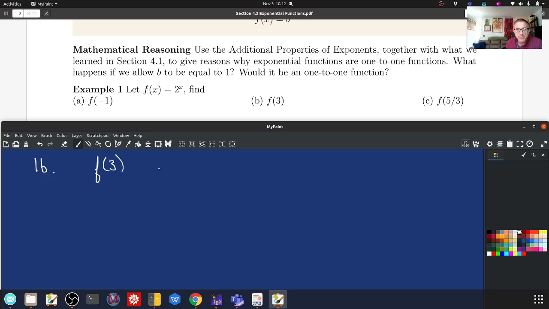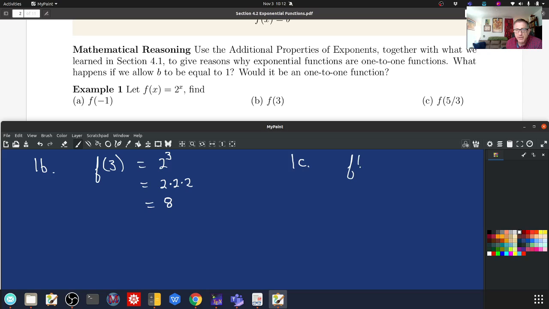So let's do 1b. What's f of 3? Well, f of 3 is 2 to the third, which by definition is 2 times 2 times 2. It's our base multiplied by itself 3 times, which is 8. And over here we'll do 1c.